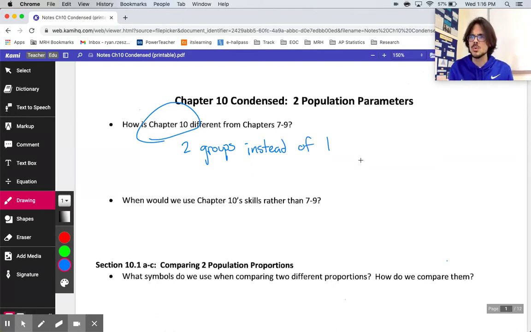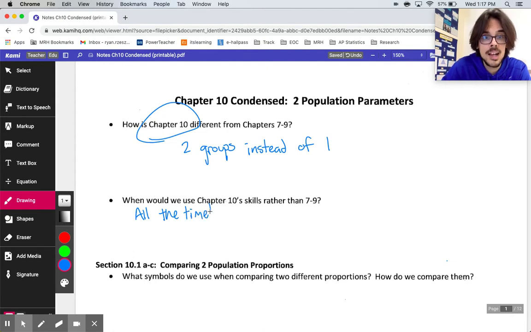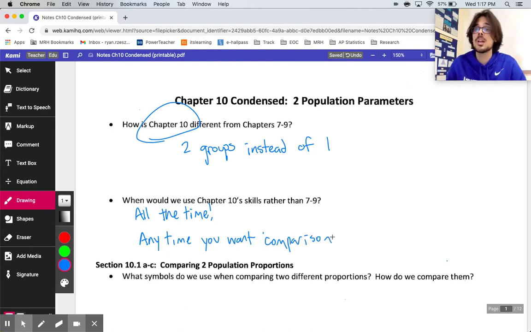That's the key difference that we're looking at when we get into chapter 10. When would you actually use those kind of skills? Why would you need to have two groups instead of just one? The answer is that you will end up using this stuff in chapter 10 all the time. Anytime you want to make comparisons, you're going to end up using chapter 10. Let me explain what I mean by that.